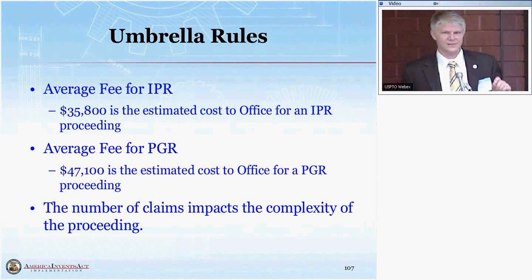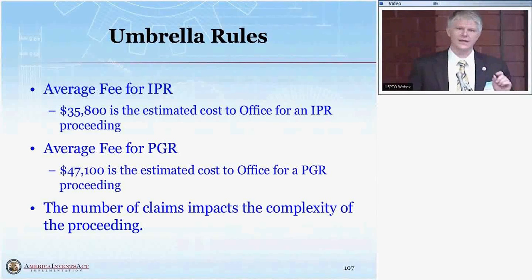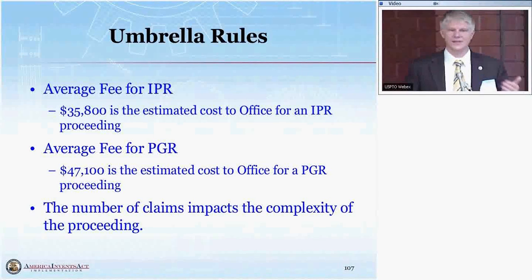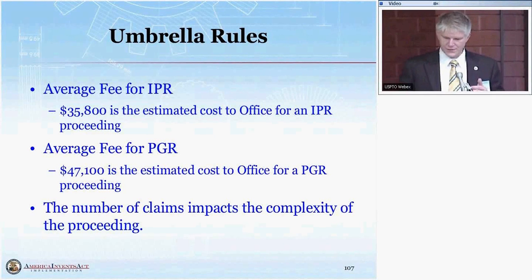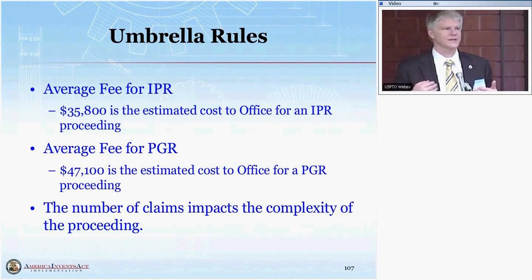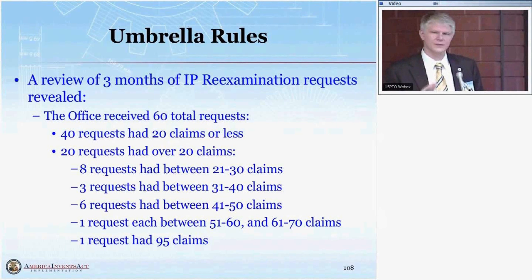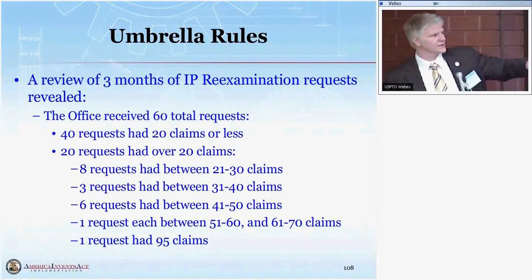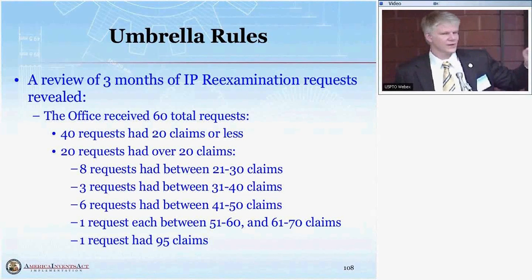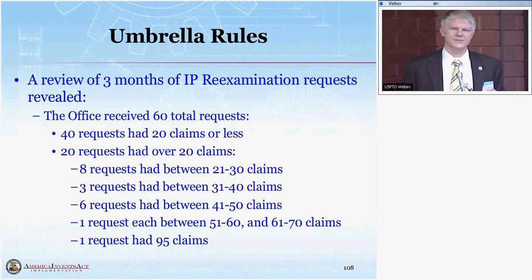We've broken it out, complexity, on average, increases with number of claims. At least that's what we find at the board. So let's step back and say, what number of claims do we typically see in a current process? So we went ahead and took a look at 3 months' worth of inter-party re-examination requests. Now the numbers here, just to point out: 40 of the requests had 20 claims or less, 40 out of 60. So 2/3 of inter-party re-exams are 20 claims or less.